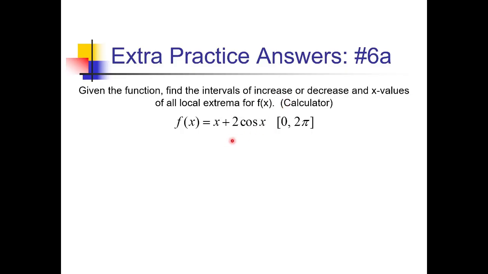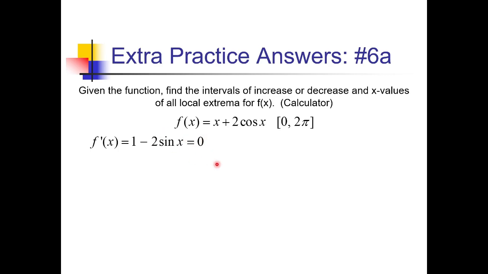So using our power rule and chain rule, we've got f prime equaling 1 plus, and now the derivative of cosine would be negative sine, so this is actually negative 2 sine of x. And we need to figure out where this takes on a value of 0, because that's going to tell us where the sign is changing.